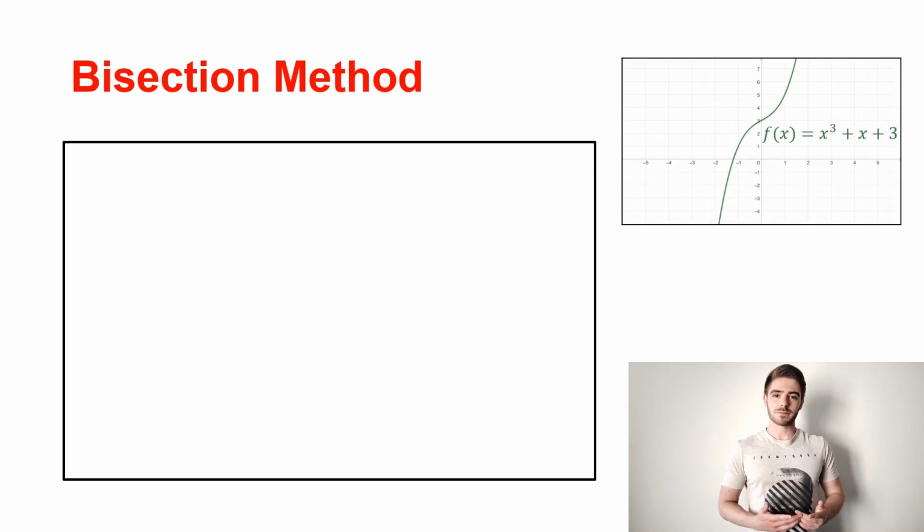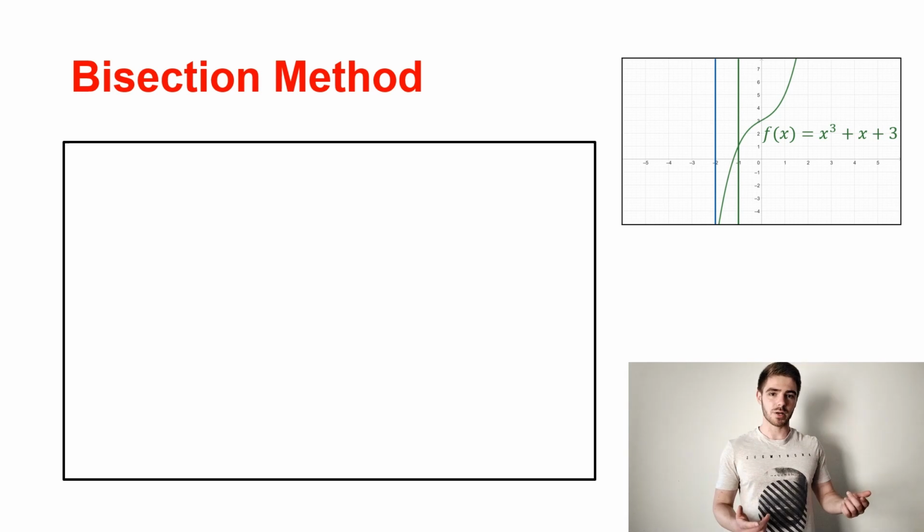Suppose we have the following function and would like to know where this function crosses the x-axis. This kind of equation is actually quite difficult to solve if you're only using algebra. That's where the bisection method comes in. It's a method that we can use to get an approximate solution to f of x equals 0. From the graph, we can see that the solution is going to be between -2 and -1.